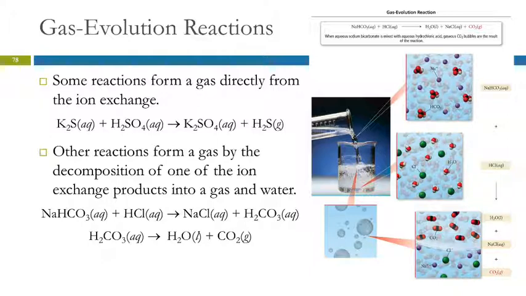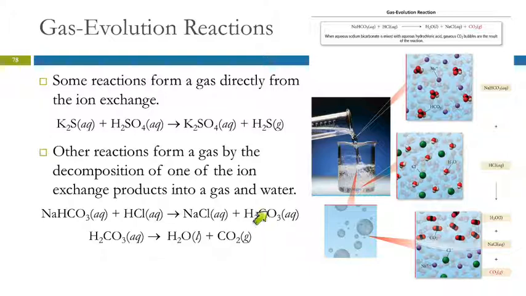The other way we can have a gas form is we can form something that is unstable. So here we've got sodium bicarbonate, or sodium hydrogen carbonate. This is baking soda. So this is the reaction that Jeremy was talking about. Sodium hydrogen carbonate and hydrochloric acid. So we put the chloride with the sodium and we get sodium chloride. We put the hydrogen carbonate with the hydrogen and we get H2CO3, which is carbonic acid.